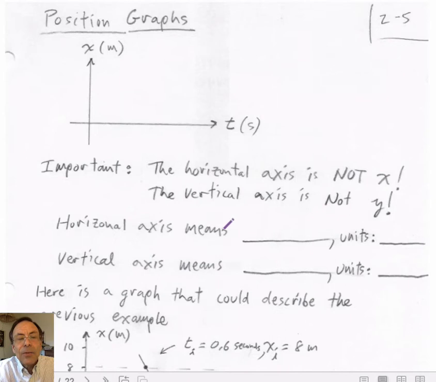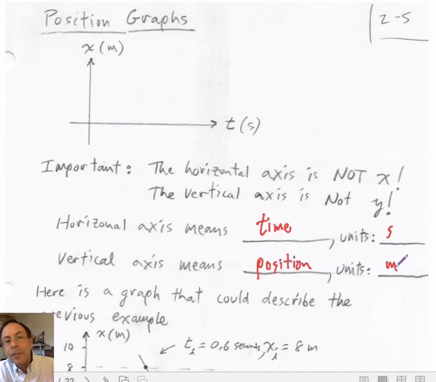Okay, so let's fill in these blanks. The horizontal axis means time, and the units, of course, are seconds. And the vertical axis is position, and the units are going to be meters.